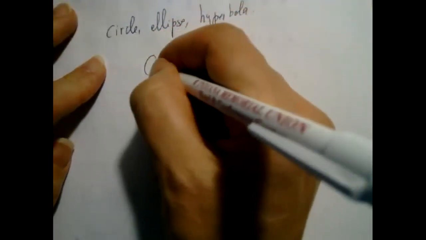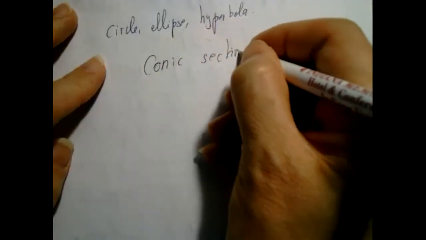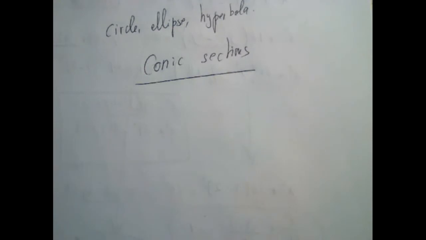So what we are studying, what we call circle, ellipse, and there is one thing more called hyperbola that I will start today. Those are called conic sections. Okay, and where does the word conic come from? Why do we call them conic sections?